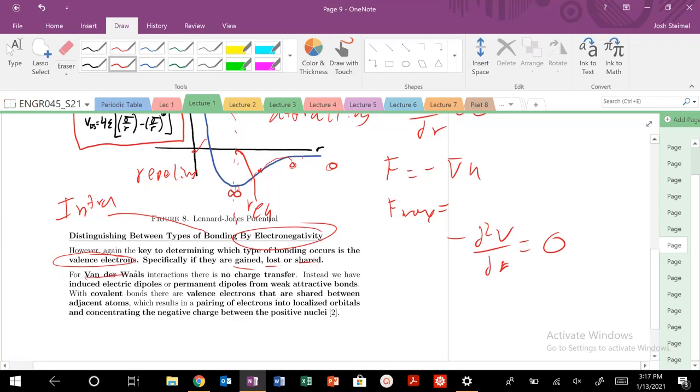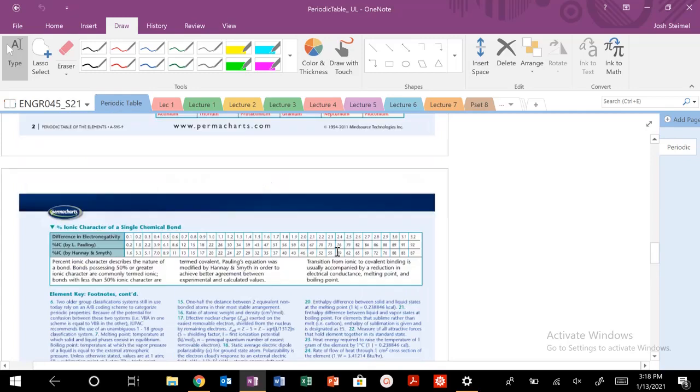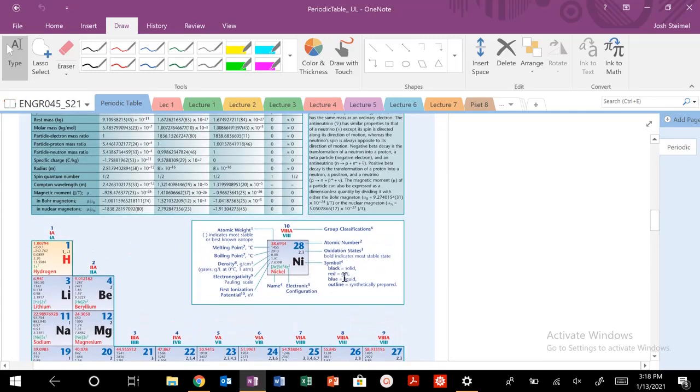So for van der Waals, or a lot of intermolecular interactions, we don't have this charge transfer here. So we have, again, the weak induced electric dipoles or permanent dipoles. So dipole interactions are essentially like, we know that oxygen has a high electronegativity. And actually on our periodic table here, we could also find what the electronegativity is. So our electronegativity, our En on the Pauling scale, the larger the value, the more it wants to grab electrons.